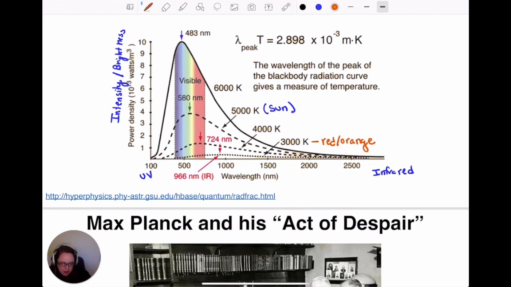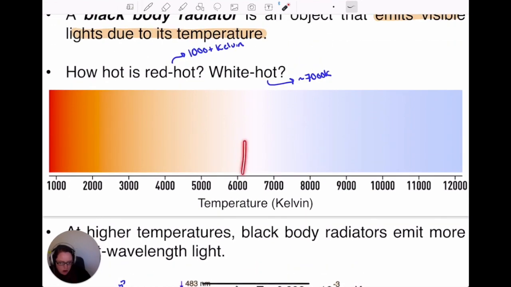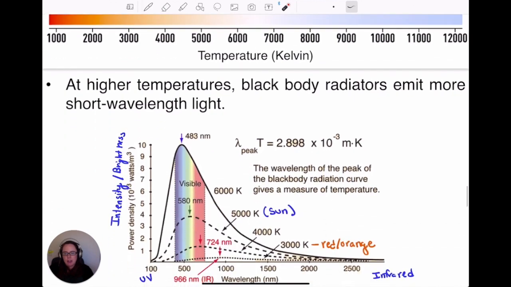And then at 6,000, our peak shifts up and to the left even more. Now our peak wavelength is at 483 nanometers, and that's going to be more getting into the white. So the more mixture of wavelengths we have, so we have lots of violet and lots of red and all the wavelengths in between, that's when things start to look white to us.